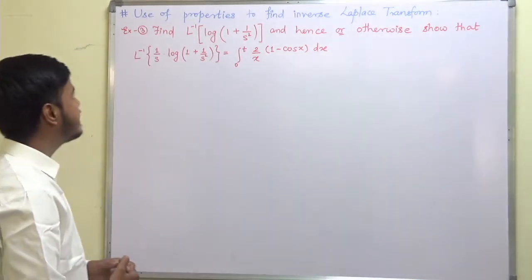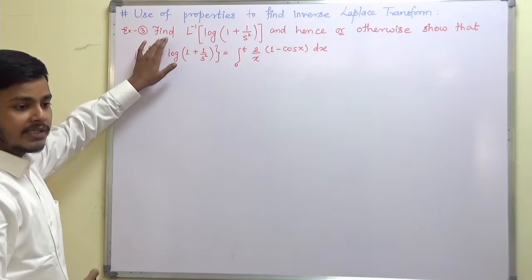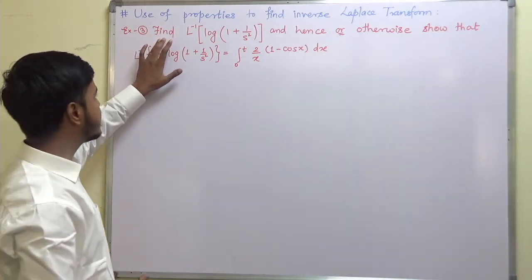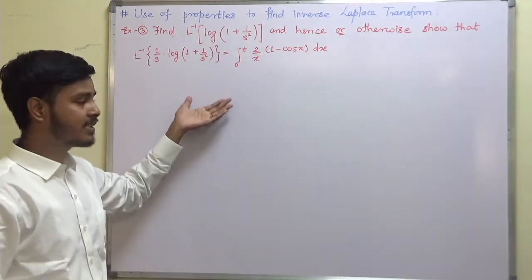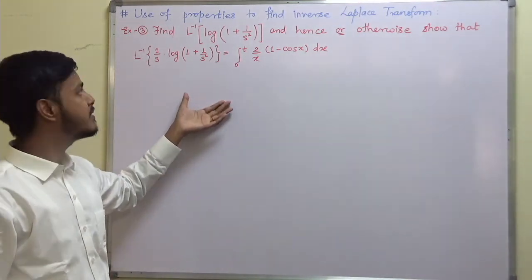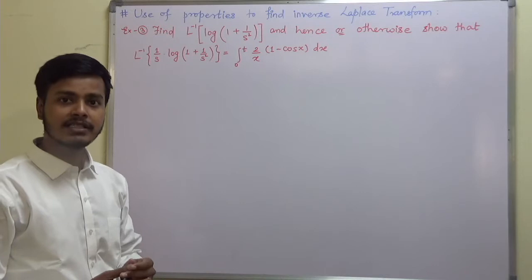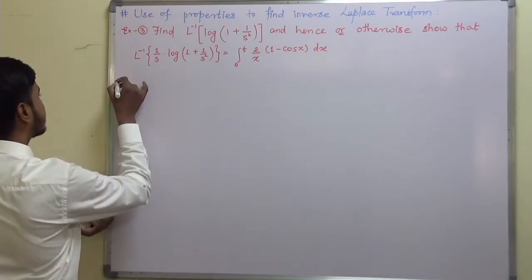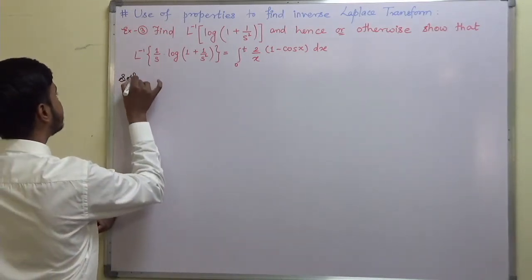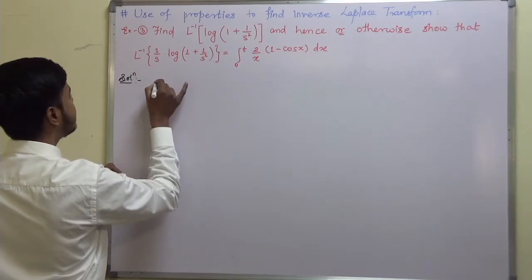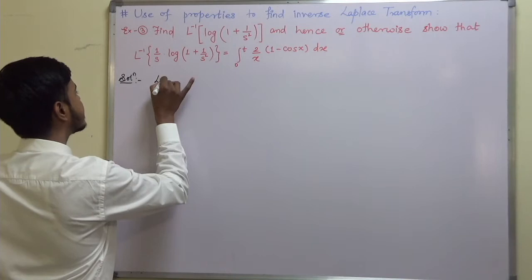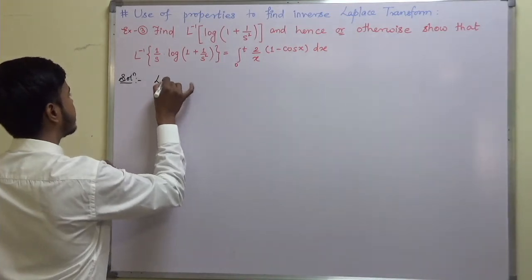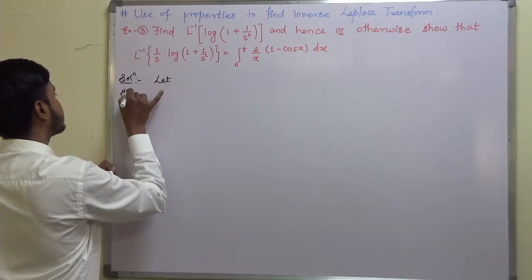So as you can see, this is problem number 3, two parts of which we have already taken. This says find L inverse of this, hence or otherwise show that this. So for the time being we must concentrate on the very first part. So let us start with the solution of this. What is the first part? This, right? I will write here first part.